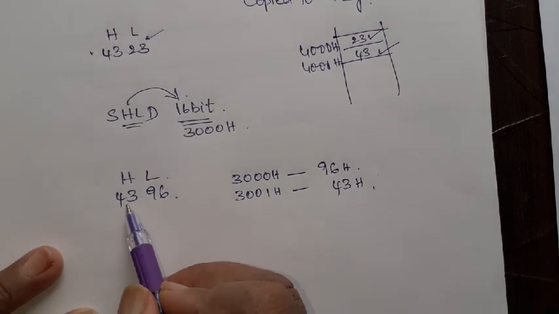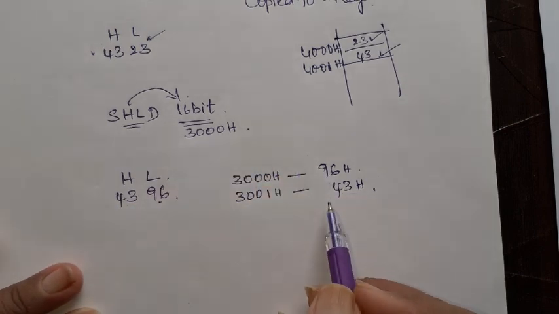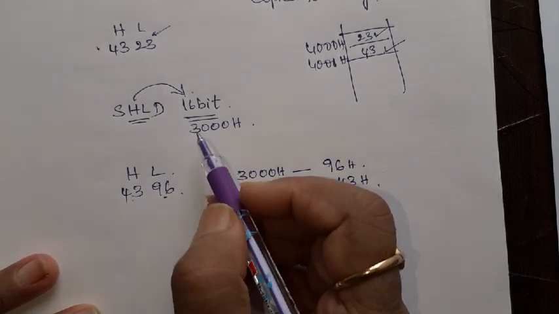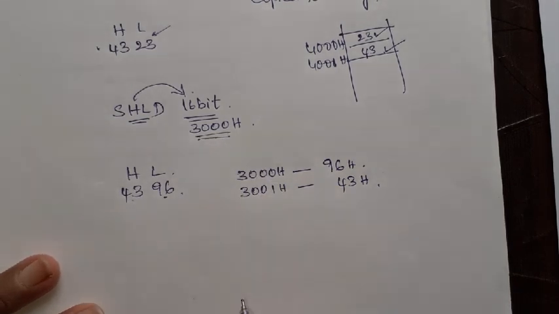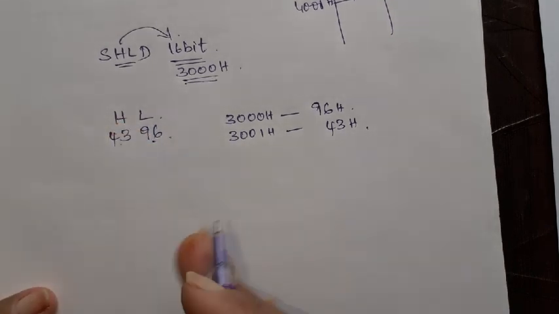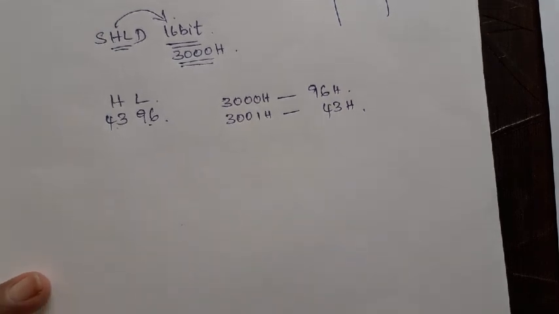Okay, so H and L data is transferred to two consecutive memory locations whose address is specified in the instruction. So these two are the 16-bit instructions. 16 bits are transferred between the memory and the processor.